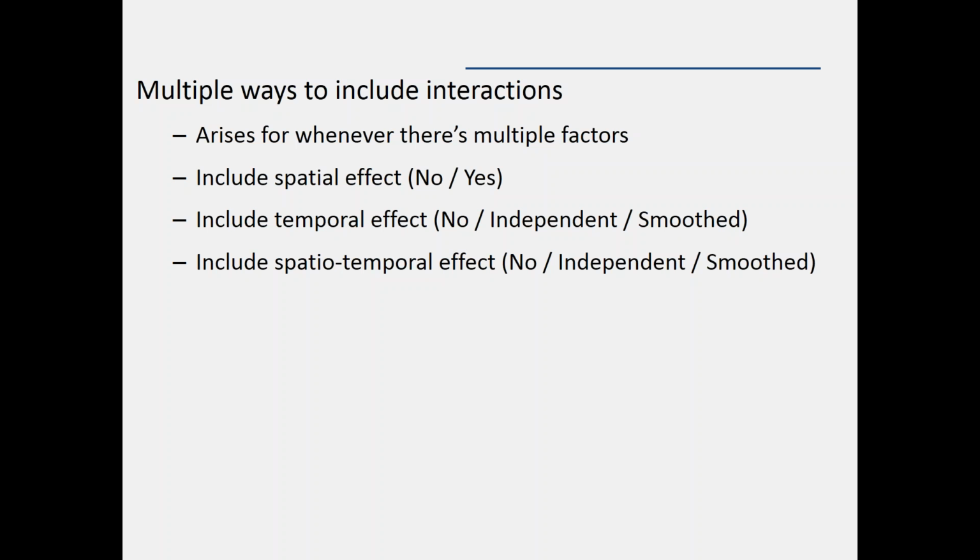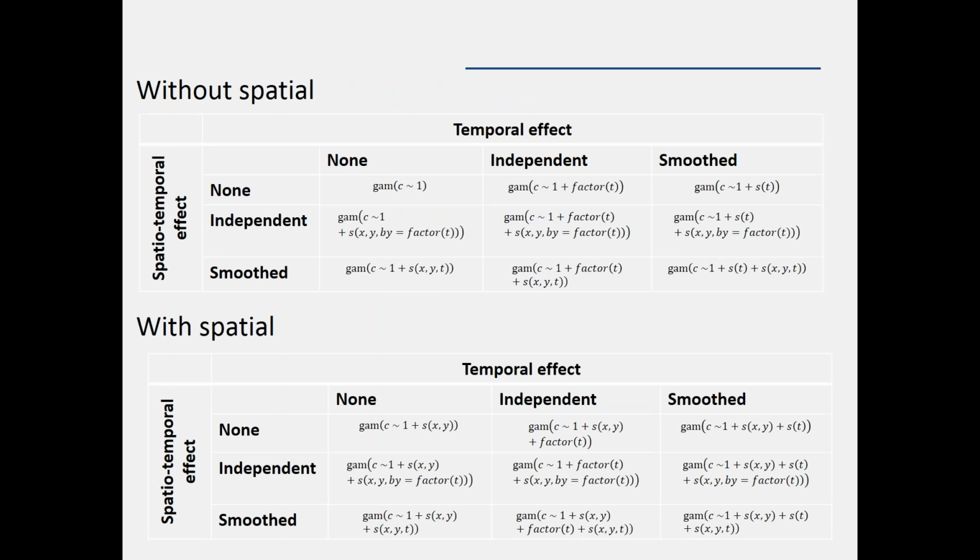And so you could have the spatial effect or not. You could have the temporal effect or leave it out, and if you include it, it could be independent among years or smooth across years in some way. And if you have a spatiotemporal effect, you could leave it out, or you could have it be independent or smooth across years as well. So if you think about this in terms of notation for the mgcv package of GAM, it's a 3x2 cross, or 18 models.